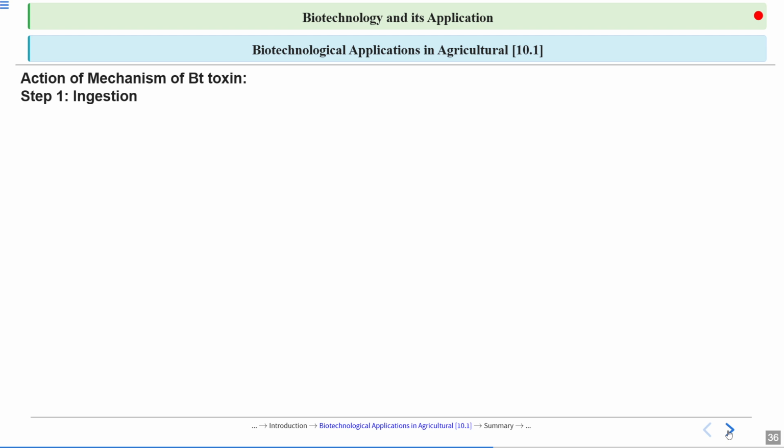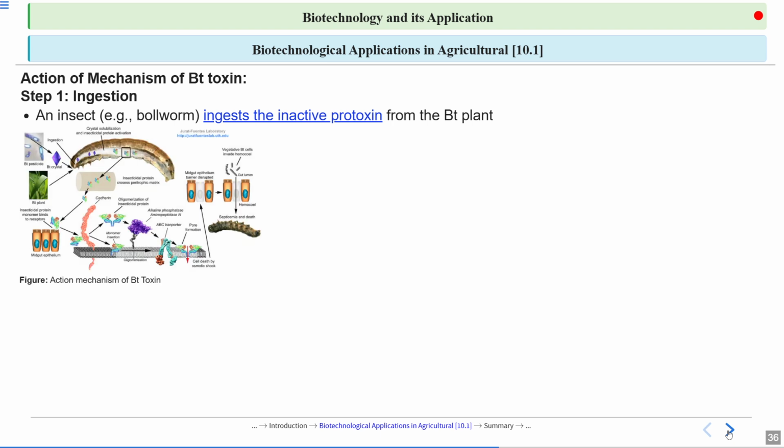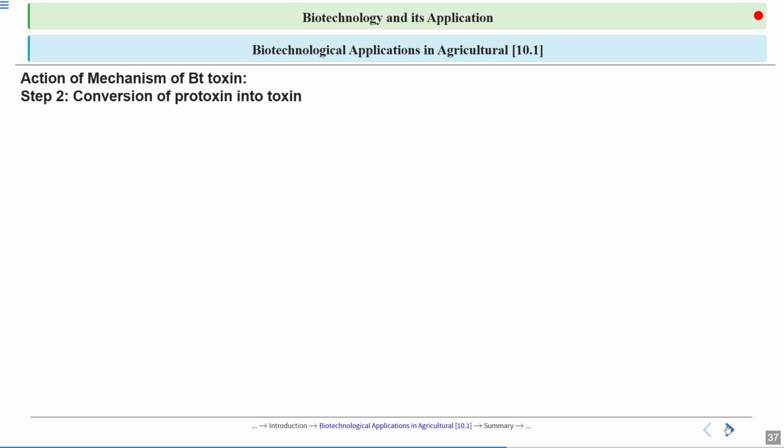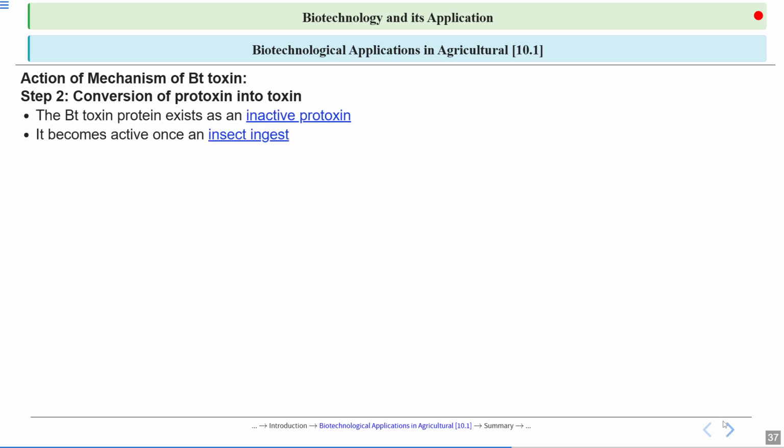What is the mechanism of action of Bt toxin? First, ingestion. An insect, for example bollworm, ingests the inactive protoxin from the Bt plant. And because we know that this insect has an alkaline pH in its gut, this protoxin is going to activate and become toxin, and this toxin is going to kill this insect.